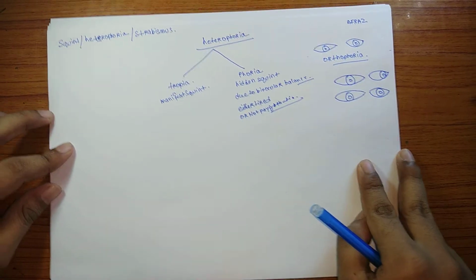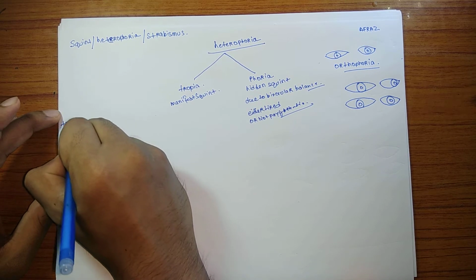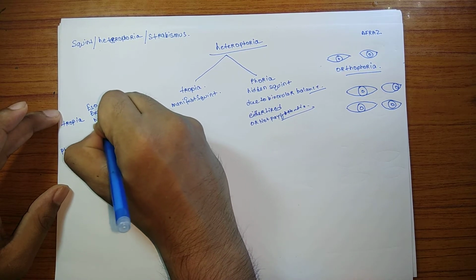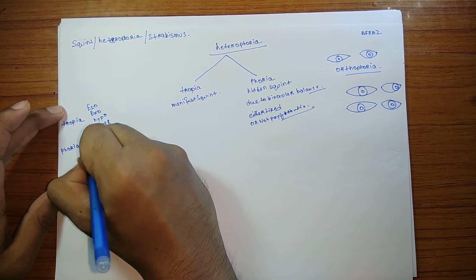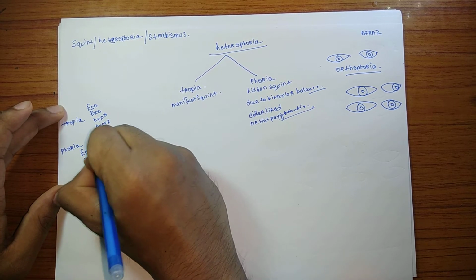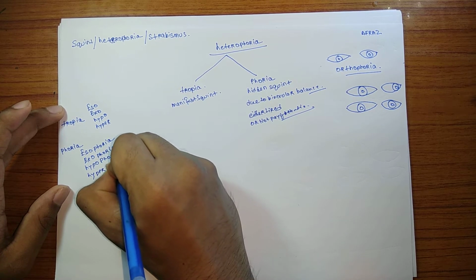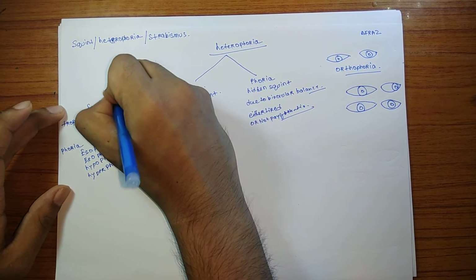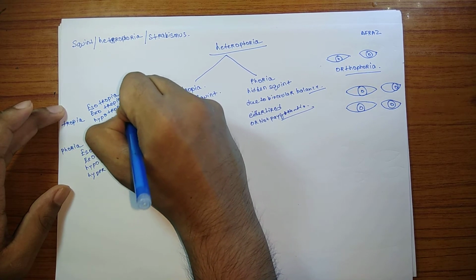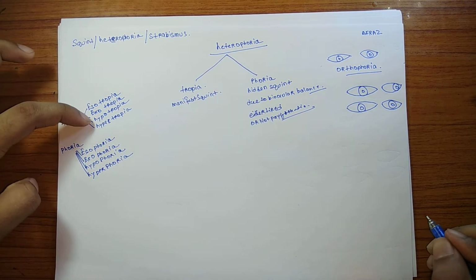Now let us see how this tropia and phoria is divided. Esotropia, exotropia, hypotropia, hypertropia, and similarly esophoria, exophoria, hypophoria, hyperphoria. So it's been divided in this manner. Tropia and phoria is divided into iso, exo, hypo, hyper.